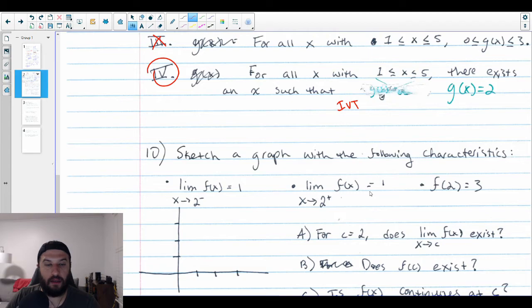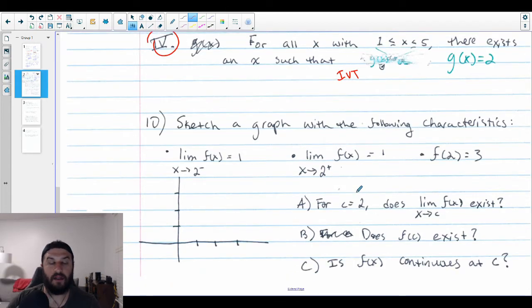And I think we got one more, and we're done with the non-calculator section. Sketch a graph with the following characteristics. So I need the limit as x approaches 2 from the left to be equal to 1. I'm going to put 2 right here. I need the limit as x approaches 2 from the right to be equal to 1. So let's say this is 1. This is 3. But f of 2 is equal to 3. So I know f of 2 has to be equal to 3. I'm going to put a dot there.